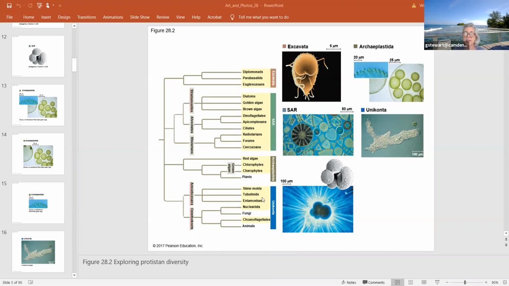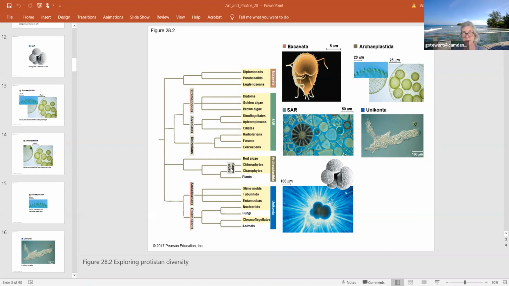And then Unikonta, which of course includes many of the molds, the unicellular molds in the amoebozoans here, and the opisthokonts, that's going to include the fungi, the choanoflagellates, which are the ancestors of sponges, and then the rest of the animals, which would fall under this category here. So your textbook is going to repeat some of this beginning stuff in the first chapter about plants, which is chapter 29, and I would encourage you to take a look at that.